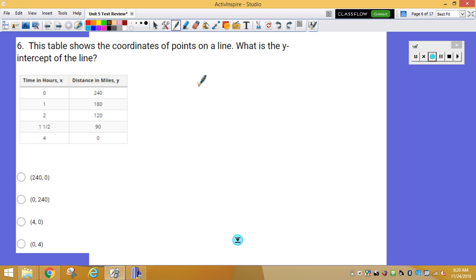Okay. We just went through this. Y-intercept is where the first number is 0. So I want to look here. I'm going to find 0 right here. That means my y-intercept is at 40. 0 to 40 is your y-intercept.